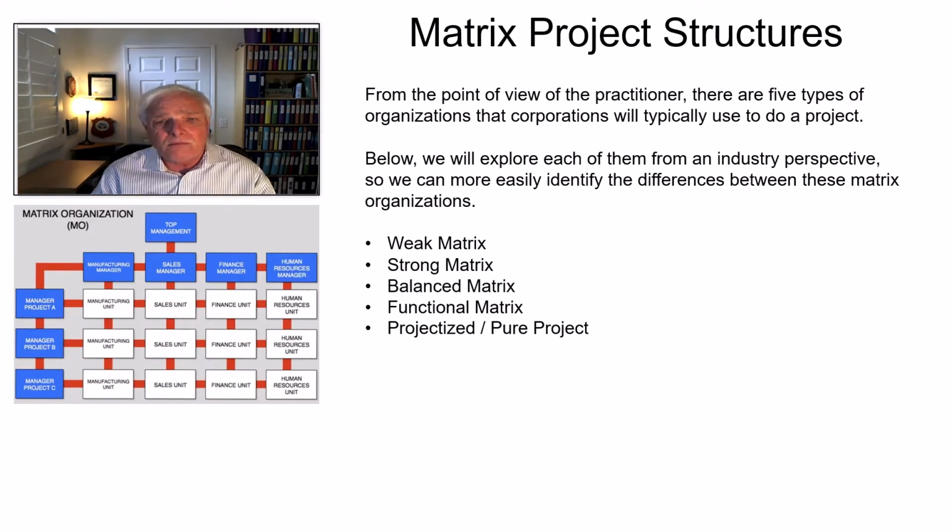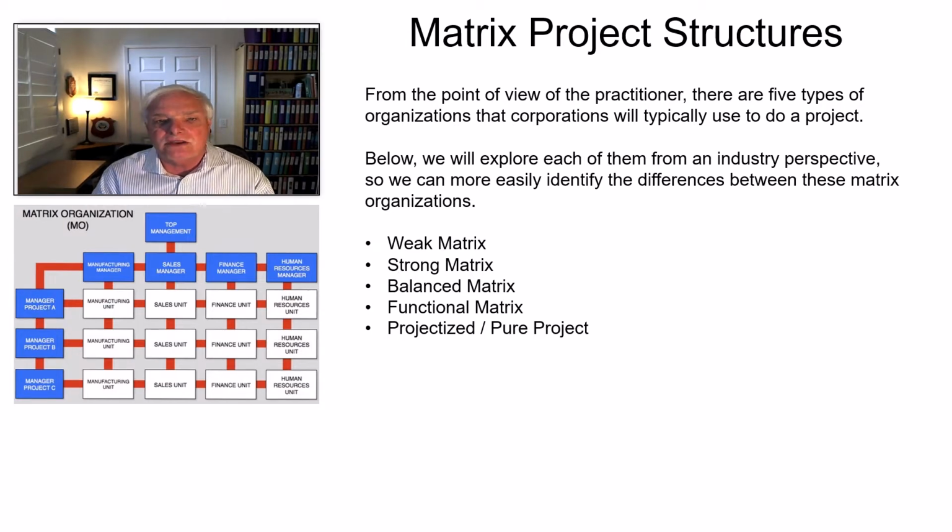Now, almost all projects in most major companies are run in a matrix environment. And there are multiple different types of matrix. So one of the things we need to explore and you need to understand is that there are different types of matrix functional organizations. So there's a weak matrix, a strong matrix, a balanced matrix, a functional matrix, and then for many companies, what we refer to as a projectized or pure project matrix environment. So as a project manager, you're going to be required to be able to work within any one of these.